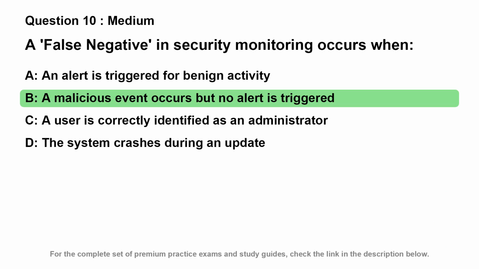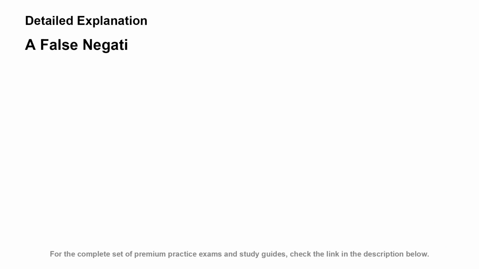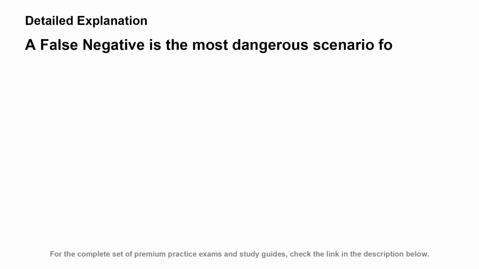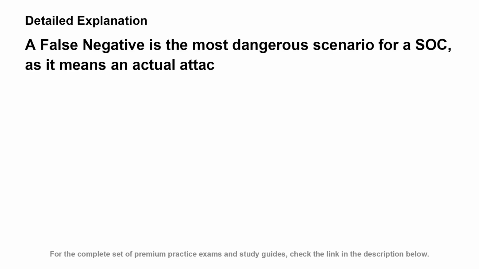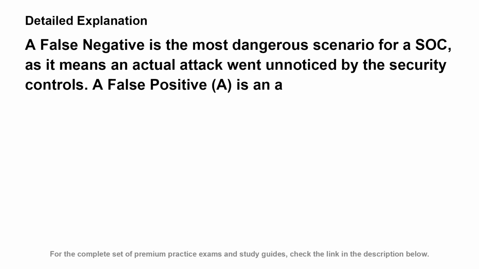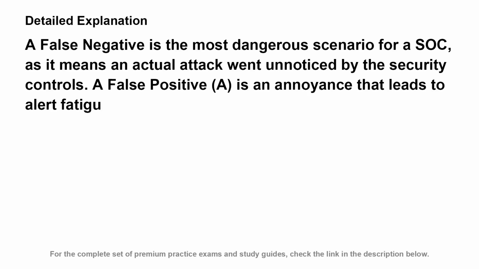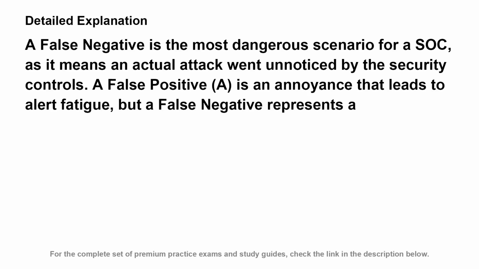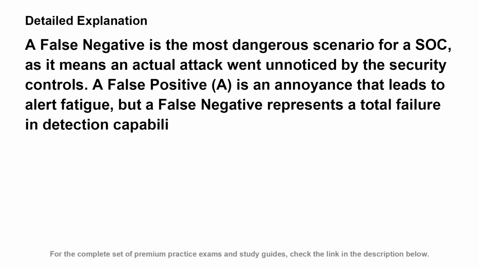The correct answer is B. A false negative is the most dangerous scenario for a SOC, as it means an actual attack went unnoticed by the security controls. A false positive, A, is an annoyance that leads to alert fatigue, but a false negative represents a total failure in detection capabilities.